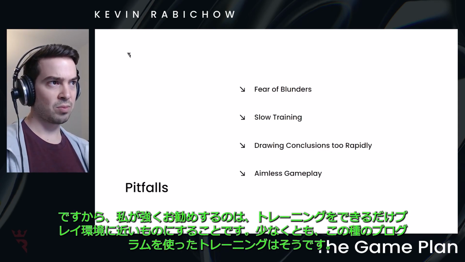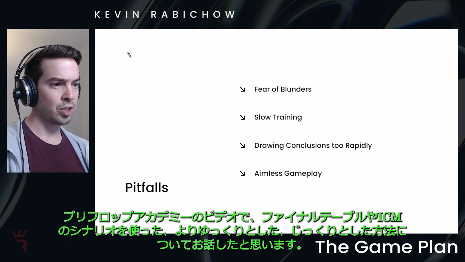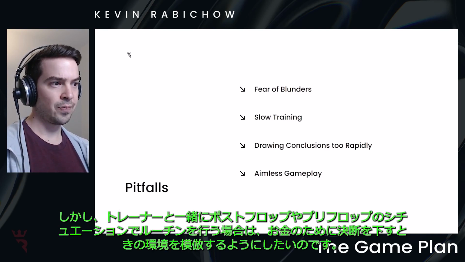So something that I strongly recommend is to make your training as similar to your playing environment as possible, or at least the training with this type of program. Not necessarily every method of training. I think I talk in the Preflop Academy video about using final table or ICM scenarios in a more slow, deliberate method. But when we're talking about going through routine post-flop or pre-flop situations with a trainer, we want those decisions to mimic the environment in which we're making those decisions for money.